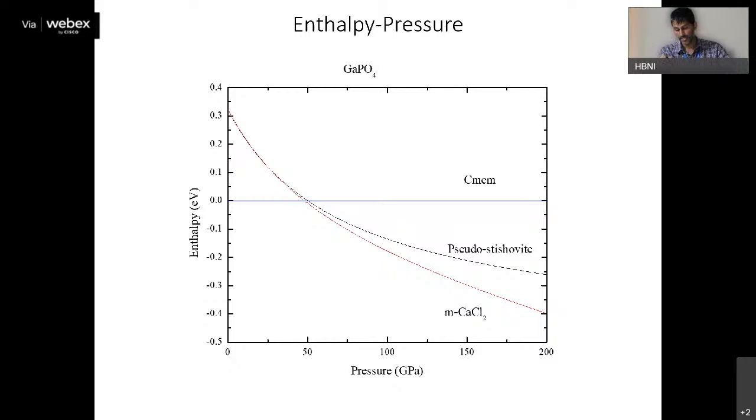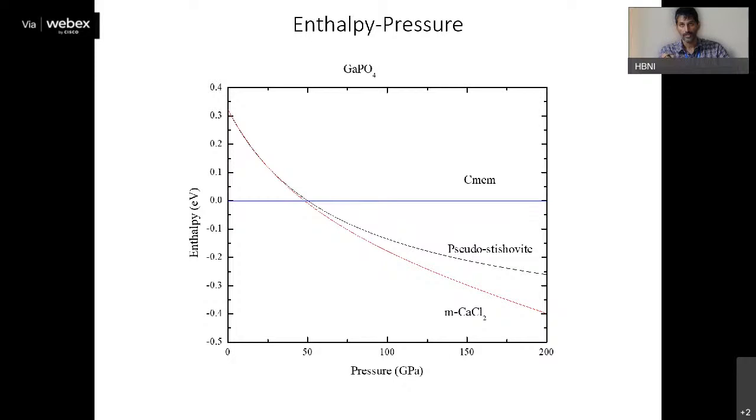And if the enthalpy of these phases is less than the starting structure, then certainly this structure is more stable. And in the experiment, there is a possibility that you may not find this stable structure, because this structure may be separated by some kinetic barrier. But these certainly represent the stable structure in these pressure-temperature conditions. So if you take this example, you can say above 50 GPa, this monoclinic CaCl2-type structure should be stable.